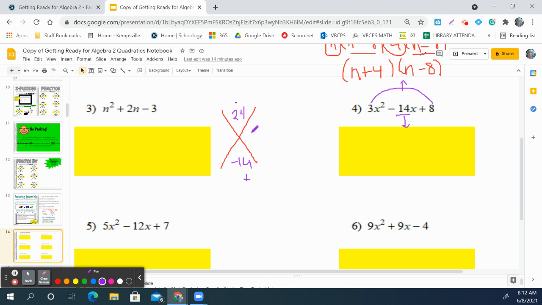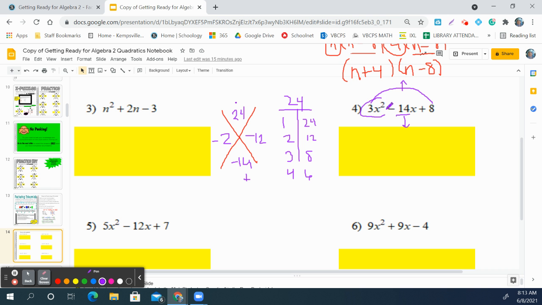Negative something. Negative 8. Wait, 6. So 24, we could do 1 and 24. We can do 2 and 12. We can do 3 and 8. We can do 4 and 6. 12 and 2? Negative 12 and negative 2? Negative times a negative is a positive. And negative 2 and negative 12 make negative 14.